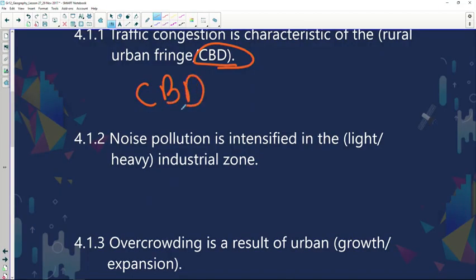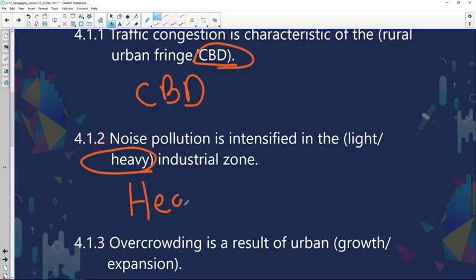If we look at our next question, just on the right there, noise pollution is intensified in the light or heavy industrial zone. In this case, it's going to be the heavy industrial zone. That's the reason we find the heavy industrial zone on the outskirts of our residential areas and our urban areas, because they need to be close to major transport networks, and because of the amount of pollution and noise pollution they create, it's much better for them to be on the outskirts. This is, for instance, an oil refinery or a massive steel manufacturing company.